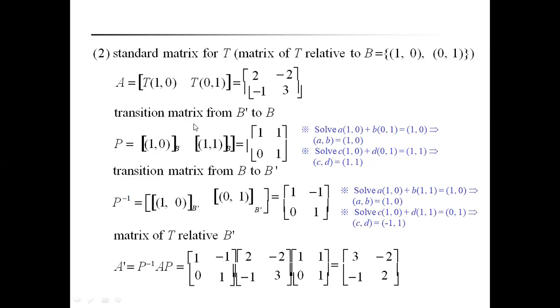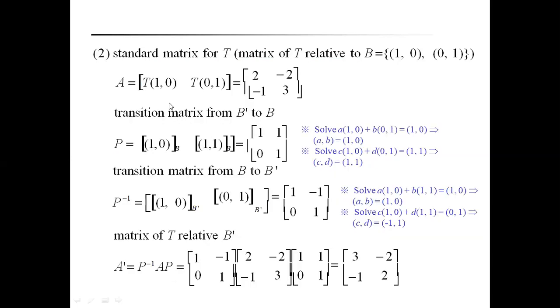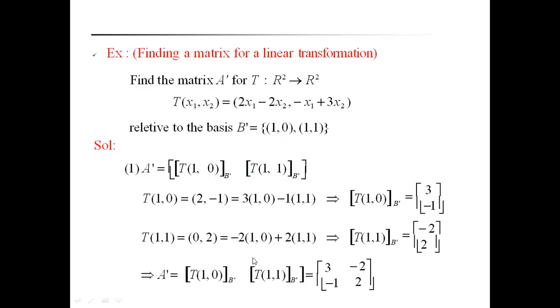Now find the transition matrix from B dash to B. Here B dash is already given, B dash is {(1, 0), (1, 1)}. Here we take one more basis B, that is the standard basis (1, 0) and (0, 1). Therefore, find the matrix A for these two vectors T of (1, 0), T of (0, 1) with respect to the basis B. Therefore, we get the A matrix here. We have already found the A dash matrix also.